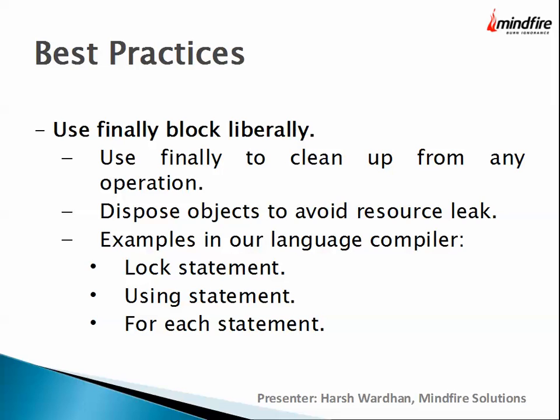Some examples in C# or VB.NET are the lock statement and the using statement. You must have used the using statement. So what happens over here? The using statement automatically closes the connection you create, or rather it disposes the object which you use. So it internally uses that finally block. Similarly, foreach internally uses the finally block to dispose all the objects.